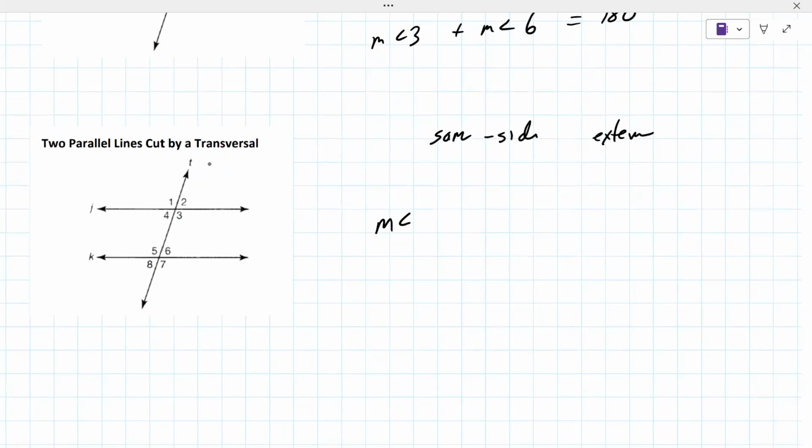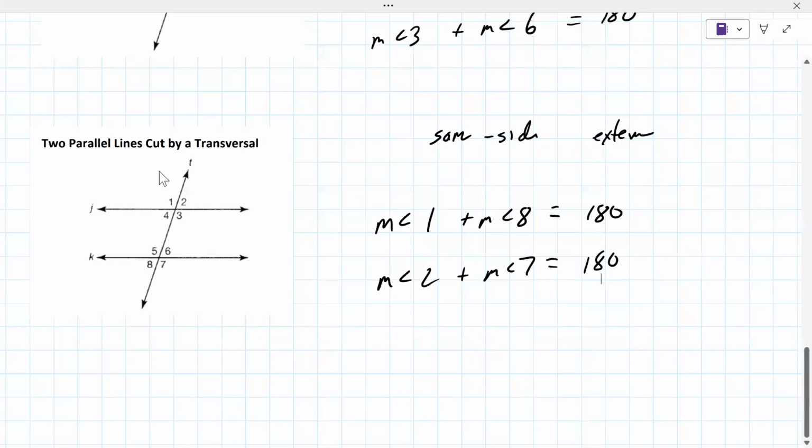And it's the same thing, measure of angle. I'll let you try to do this one. Okay, measure of angle 1 plus measure of angle 8 equals 180. Good. And the other one is angle 2 plus measure of angle 7 equals 180. Right.